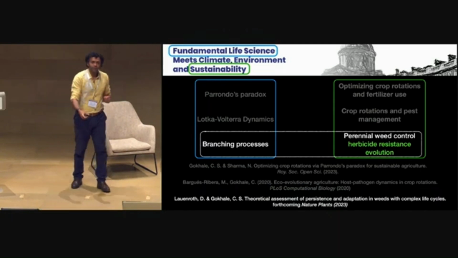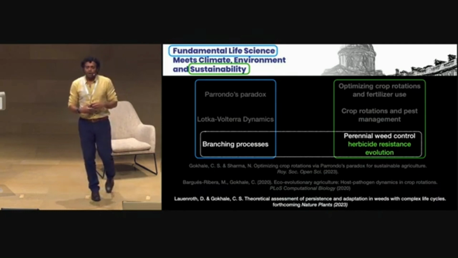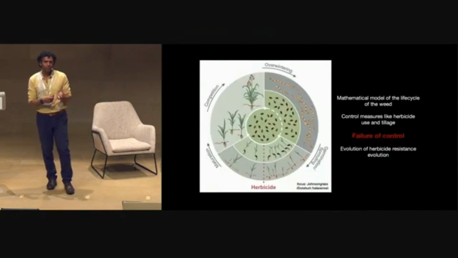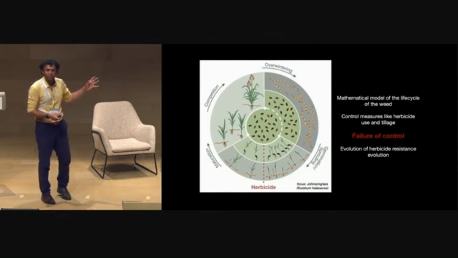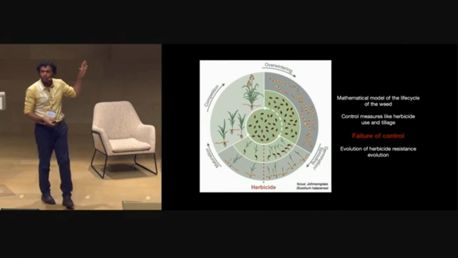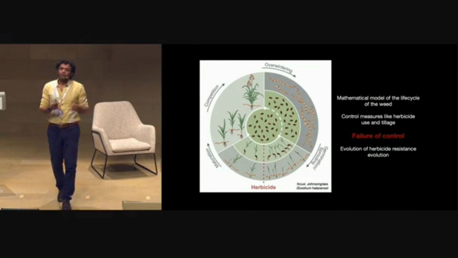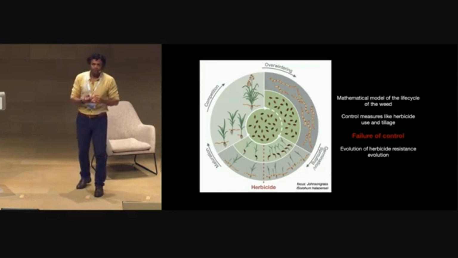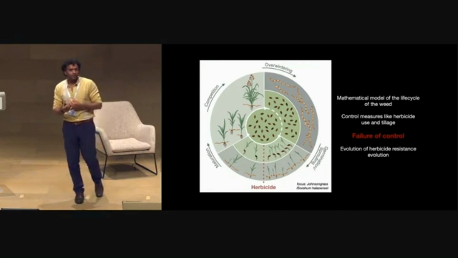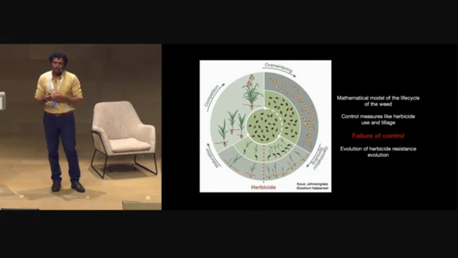But how do we connect it to something that we are interested in, in this case perennial weed control and herbicide resistance evolution? So we came up with a very nice mathematical model based on those branching processes. This was focusing on Johnson grass, and what kind of control measures do we use to control this weed? Well, typically people use a lot of herbicide, which we want to reduce, or there is a lot of tillage, which, as we heard before, we would prefer to reduce. So there is a high chance of failure of these control measures.